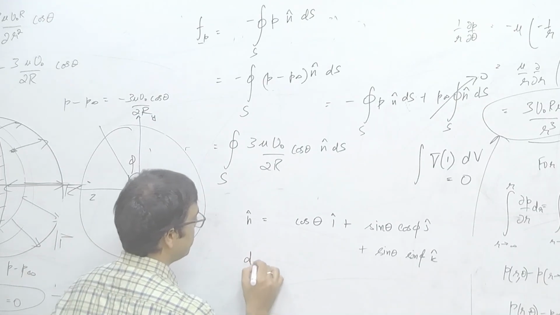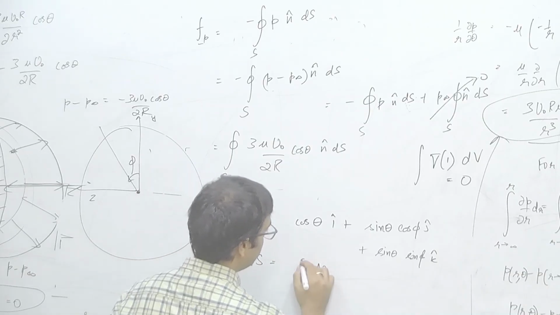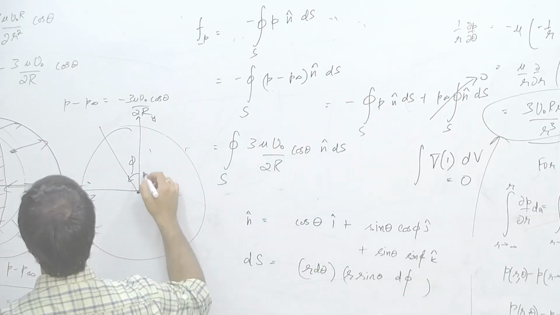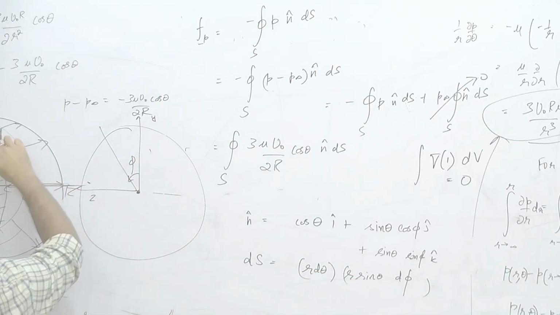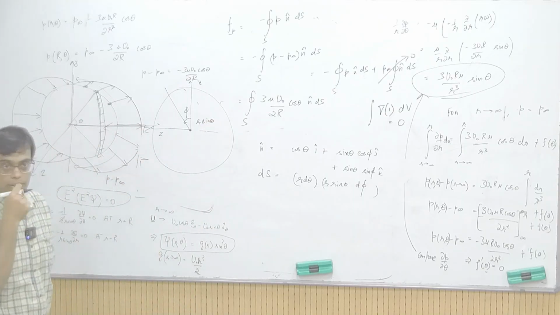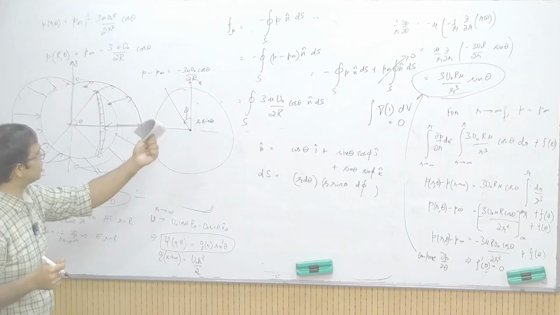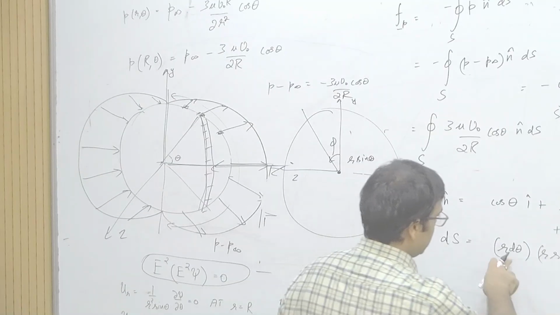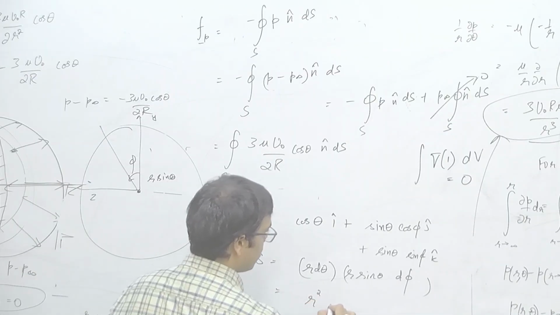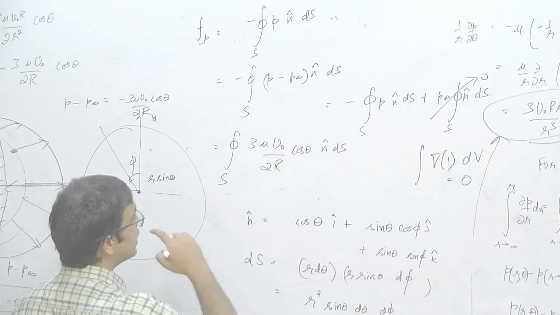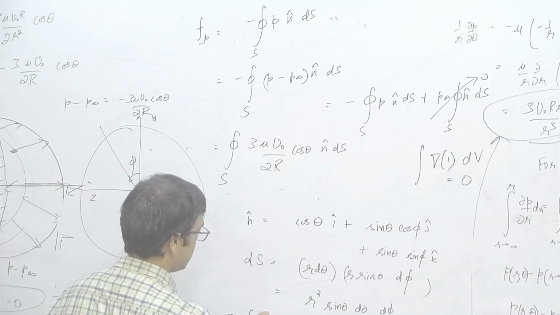And then ds is simply r d theta into r sin theta d phi. The radius of this ring is not r. The ring has a different radius based on what theta is. The ring's radius is r sin theta. My drawing is quite bad, but the ring will change its size as you change theta. So ds is simply r square sin theta d theta d phi. What are the limits on theta and phi?